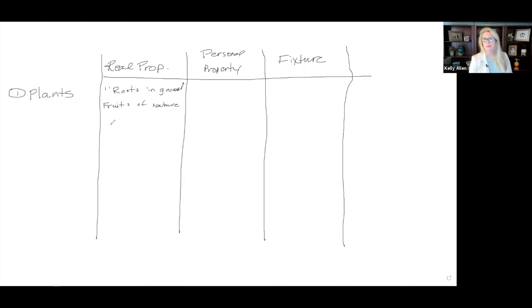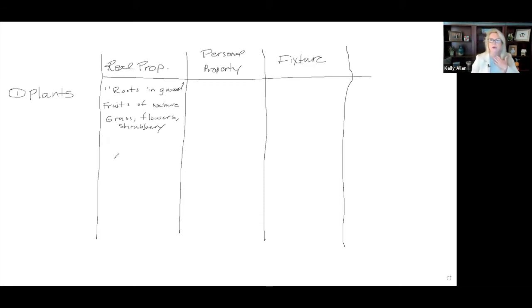All right, what are some examples of fruits of nature? Things like grass, flowers that are planted in a garden bed. So flowers in the garden, the roots are in the ground. Here's my favorite, all my Monty Python fans, the shrubbery. Shrubbery would be considered fruits of nature, real property.